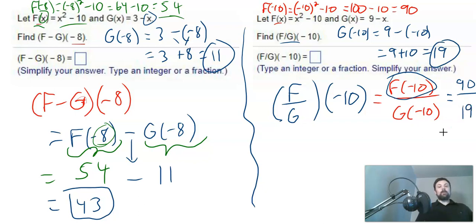And I get 90 over 19, which, since it's a fraction, you want to reduce it, but these numbers do not reduce. On your homework, you might get numbers that can be reduced, and in that case, you should reduce your fraction. But in our case, it can't be reduced, so that's our answer, 90 over 19.